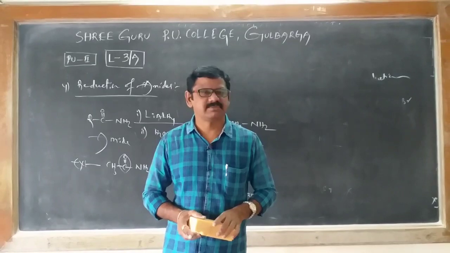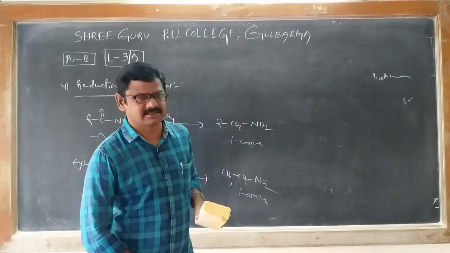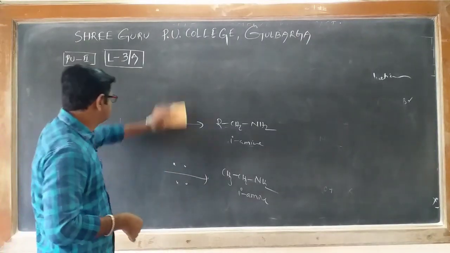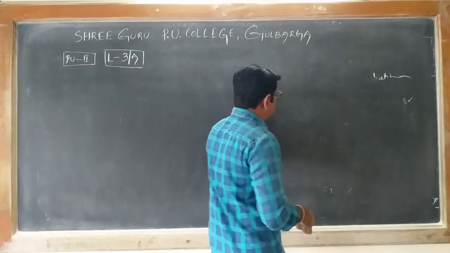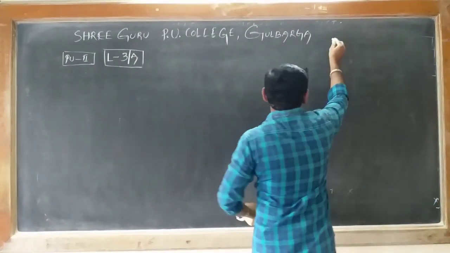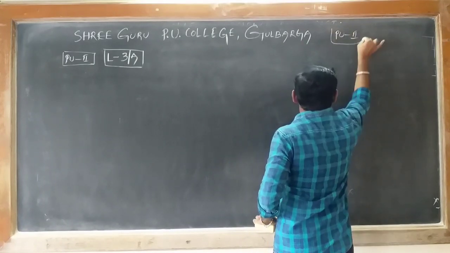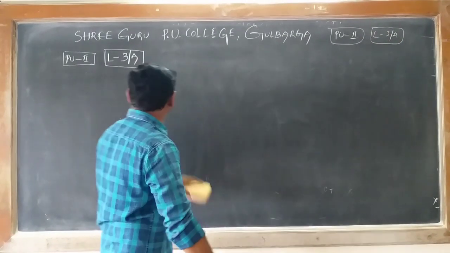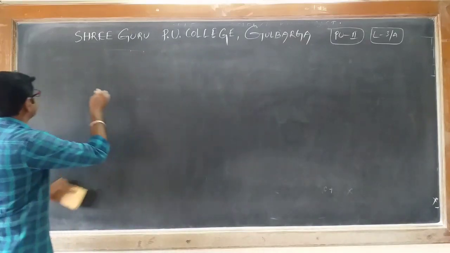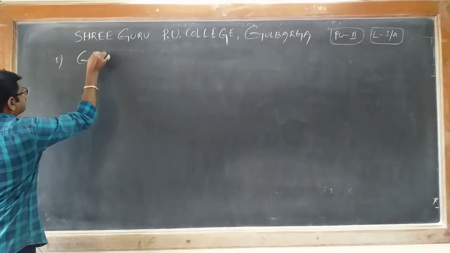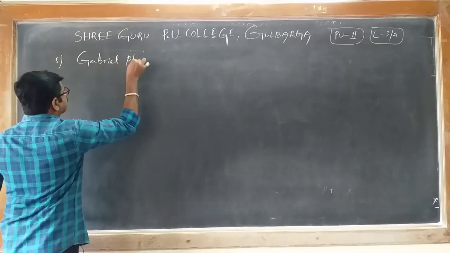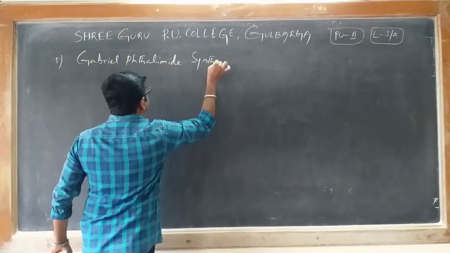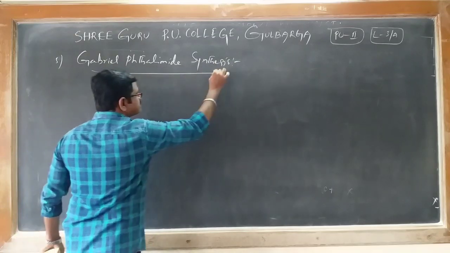Then we'll enter into the fifth preparation method, which is again an important reaction. It is a name reaction. We need some space, so I'll write the lecture details here, because we need space for this reaction. Its name is Gabriel phthalimide synthesis. Gabriel phthalimide synthesis is a name reaction.